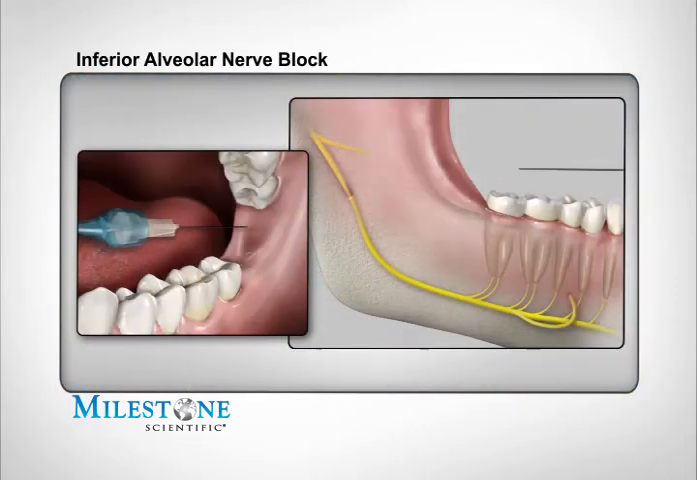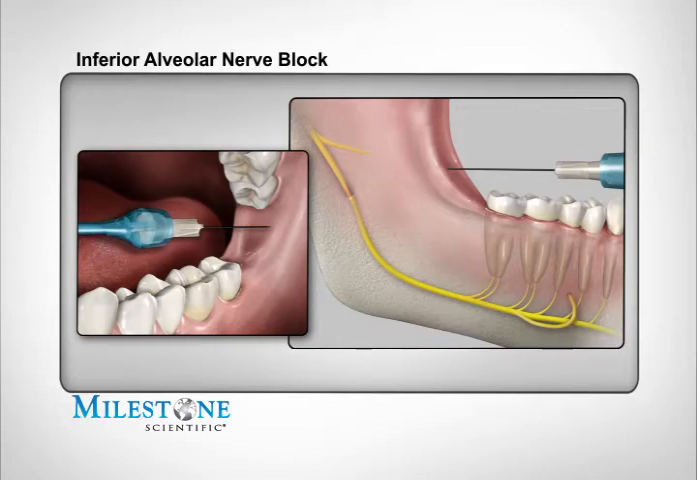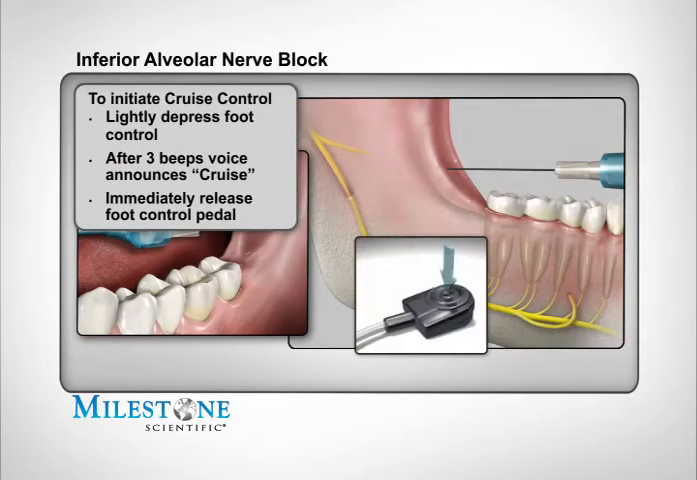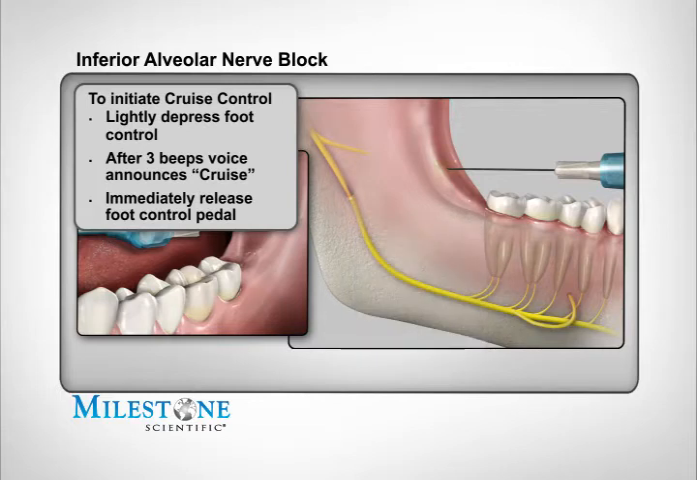Approach the site as you normally would, using traditional anatomical landmarks of the oral cavity. To initiate the injection using cruise control, slightly depress the foot control. After 3 beeps, you will hear the STA system announce cruise. Immediately release the foot control pedal to enter into the cruise control mode.